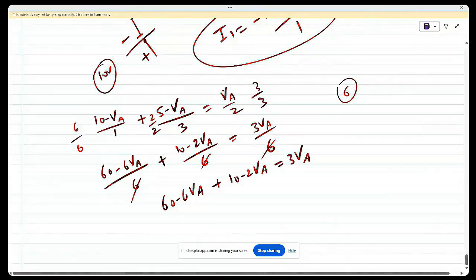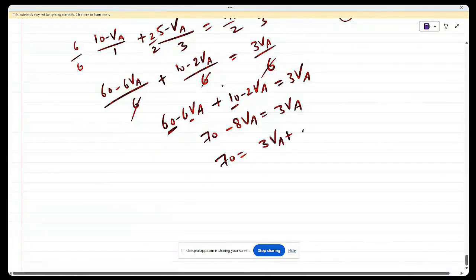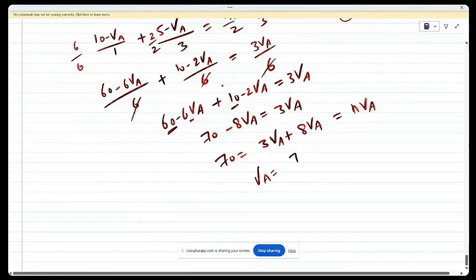So you can write 60 plus 10 is equal to 70. 6 and 2 having minus sign is equal to minus 8 VA, which is equal to 3 VA. Your next step will be 70 is equal to 3 VA plus 8 VA, which is equal to 11 VA. So the final answer will be VA is equal to 70 upon 11 volt.